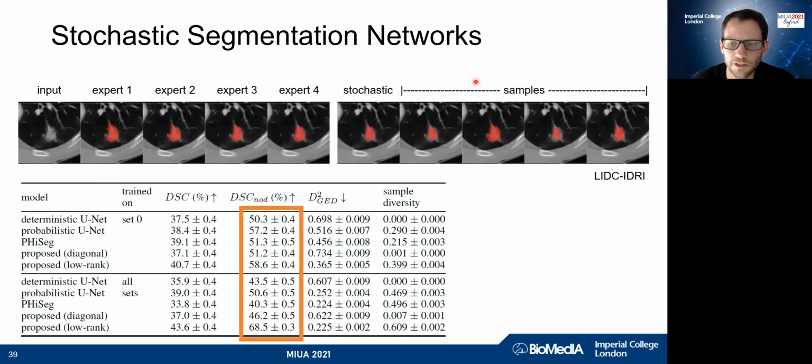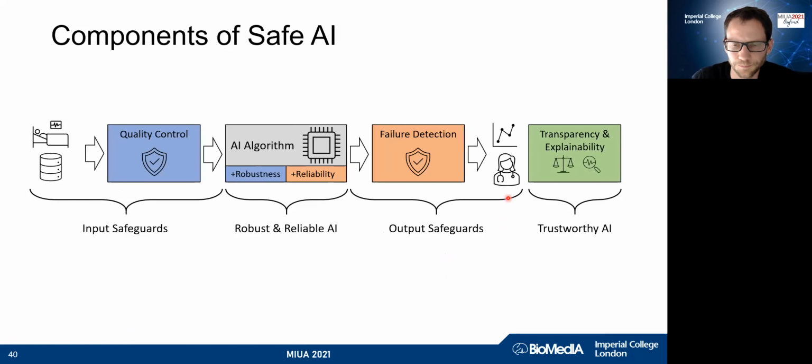The SSNs were the only network that were benefiting from being trained on multiple annotations per image. So in the case of LIDC, where you have multiple segmentations of lung nodules, we saw that in the Dice score, the only model that actually benefited from being trained on all sets was our proposed SSN with the low rank modeling of the distributions. So that was quite encouraging again.